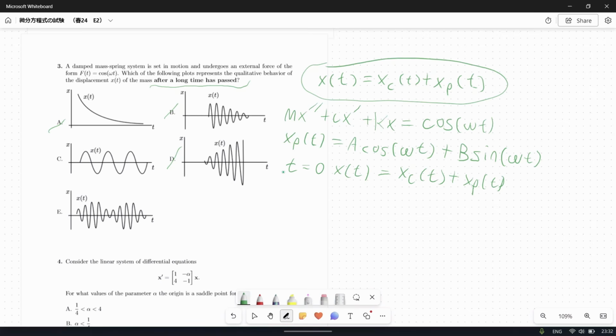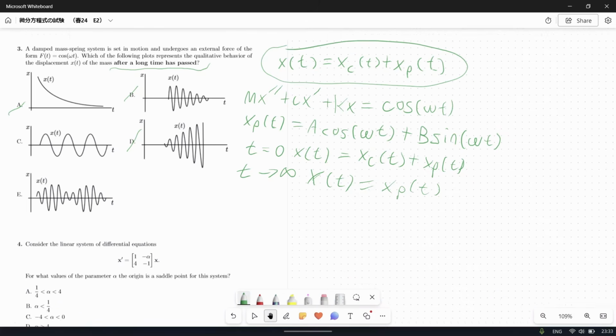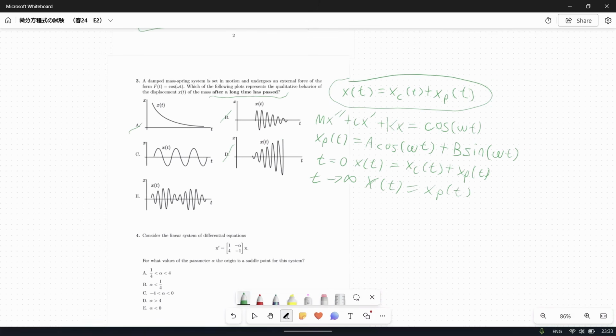So as I mentioned, when t is equal to 0, this just behaves like the general solution here. But after a long time has passed, like the question says, when t approaches infinity, the solution behaves a lot more like just the particular solution. The behavior of the complementary portion becomes pretty insignificant after a long time has passed, because the initial conditions matter less and less as time progresses.